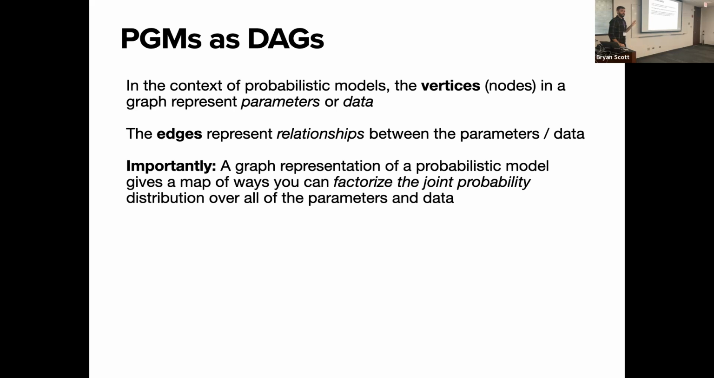I think the most important concept about probabilistic graphical models, the reason they're so useful, is that when you write down a graph representation of your probabilistic model, the core idea is that it gives you a map of the ways that you can factorize the joint probability over everything that's in the model. Again, you might be like, whatever, but that turns out to be a really powerful thing, and we're going to come back to that many times.